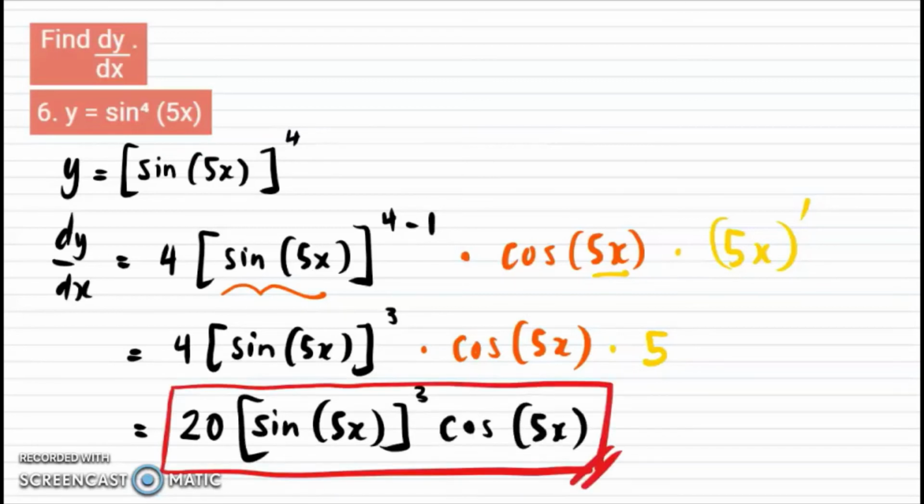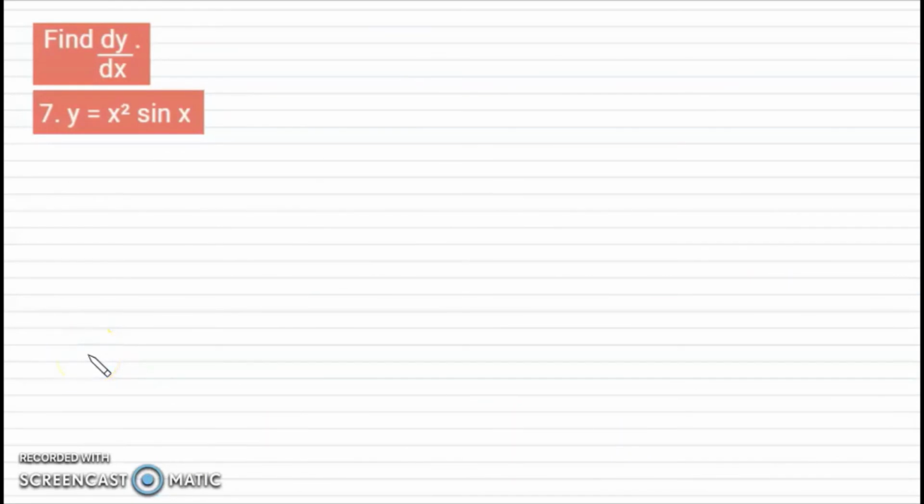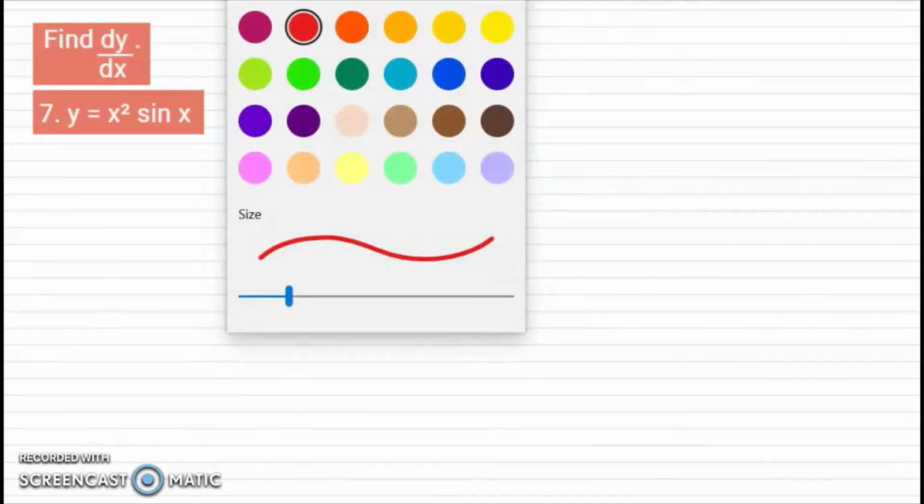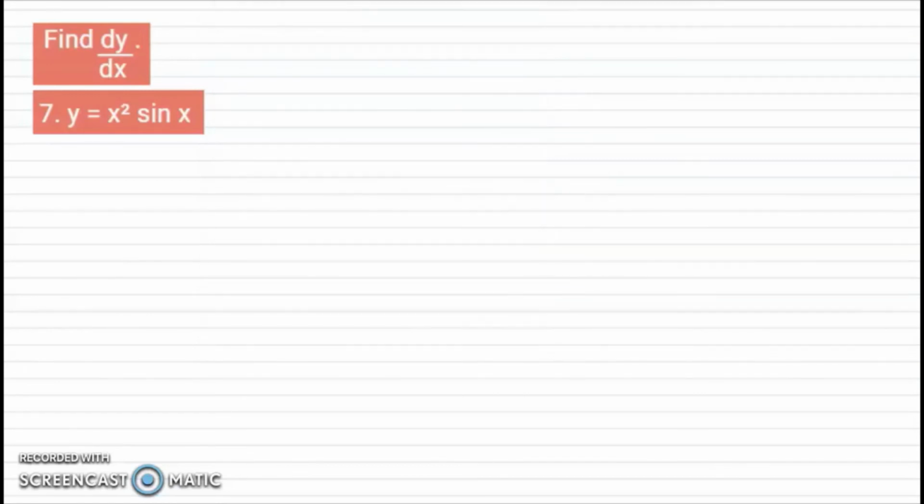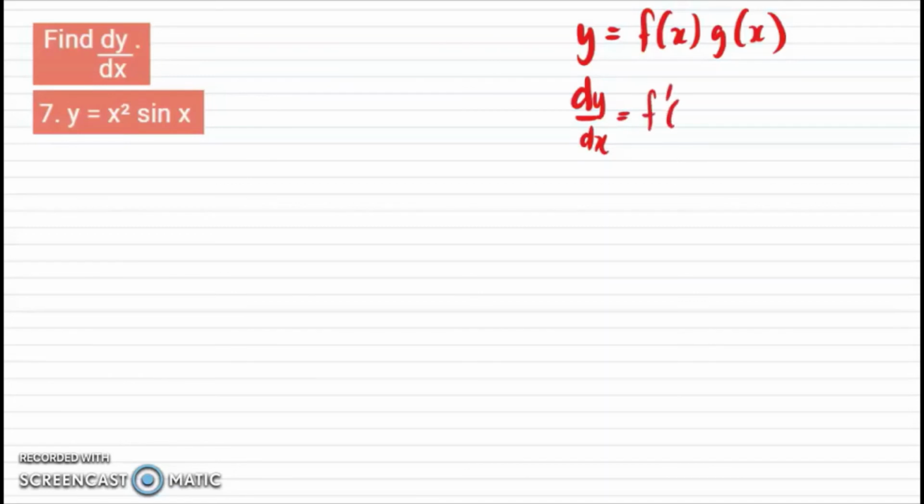Now, for the last example in this video, we're going to apply the product rule of differentiation because our y is a product of x squared and sine x. Let's have a recall of the product rule. If y is a product of the functions f of x and g of x, then the derivative of y with respect to x is equal to the derivative of f of x times g of x plus f of x times the derivative of g of x.